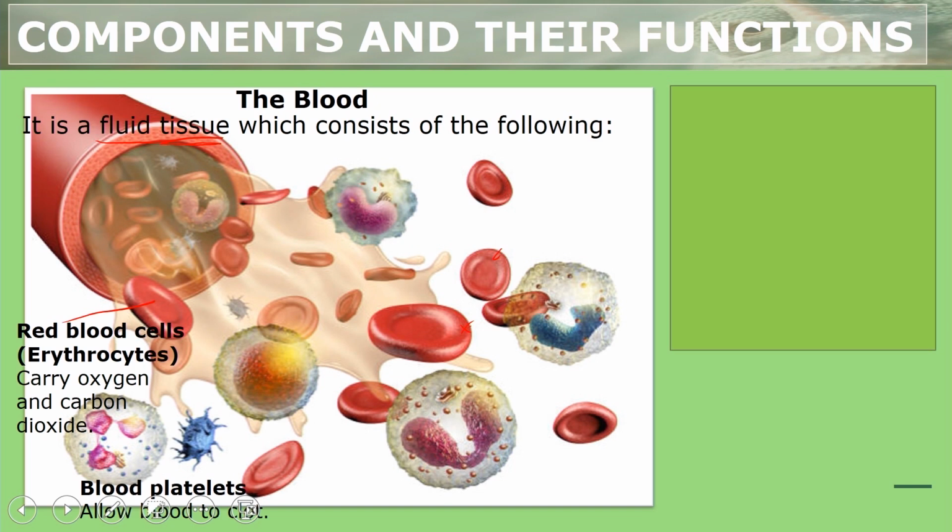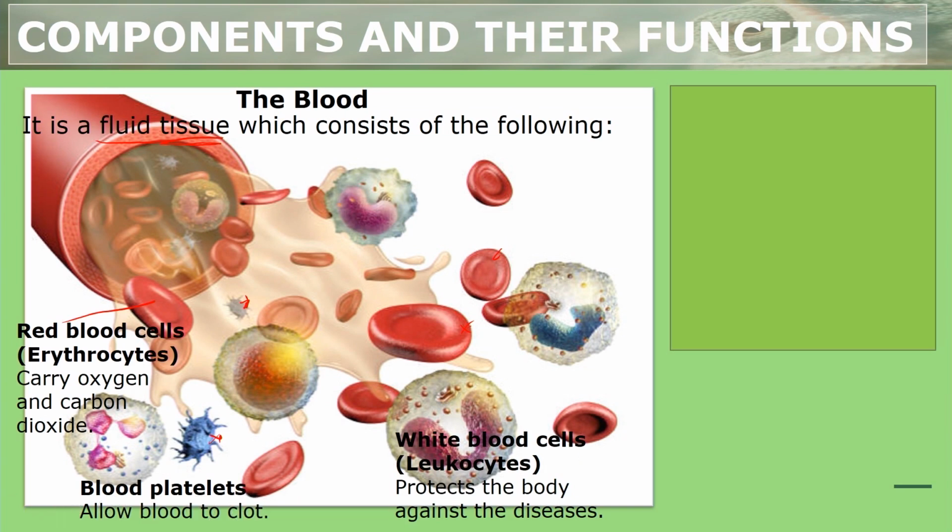Then we have the blood platelets. So there are the blood platelets there. Their function is to allow blood to clot. And then we have white blood cells, also known as leukocytes. These protect the body against diseases. And these would be our leukocytes. These are our blood cells.